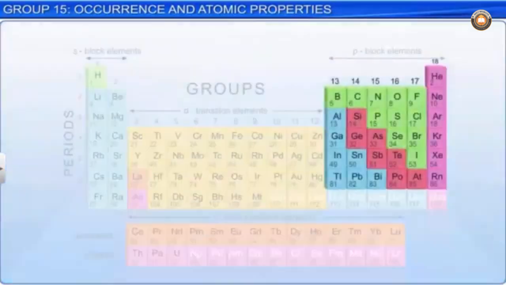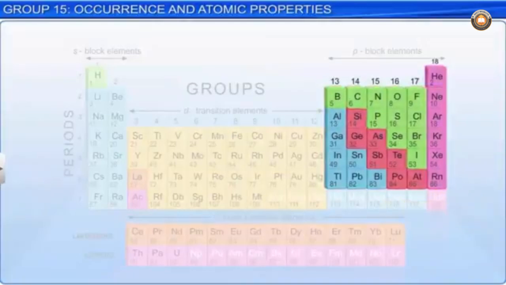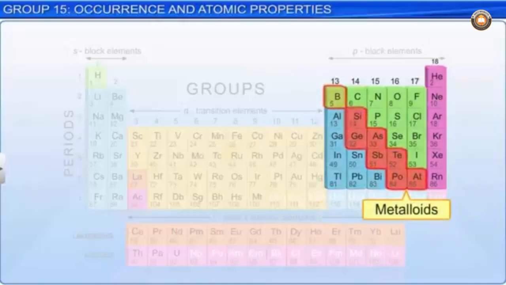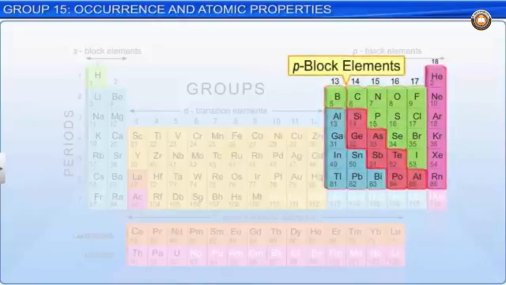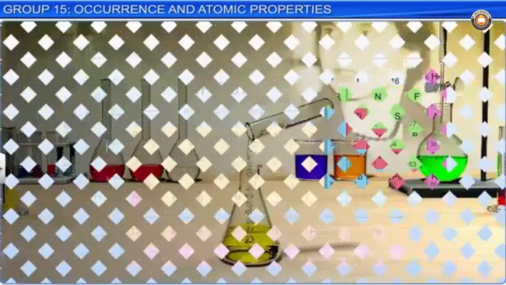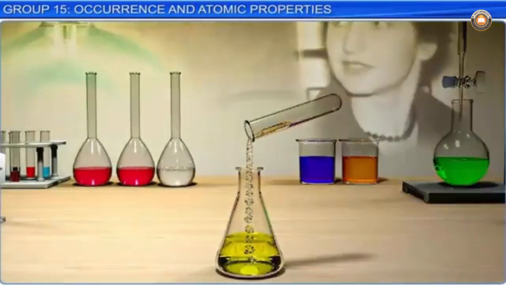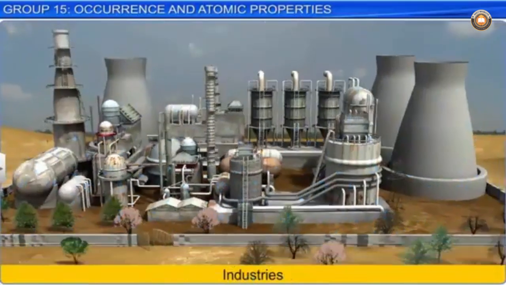Most p block elements are non-metals, while the remaining are metals and metalloids. Thus, the presence of all three types of elements in the p block of the long form of the periodic table brings diversification in the chemical behavior of these elements. The study of these elements is an important area in chemistry, as these elements and their compounds have immense significance in industries and day-to-day life.